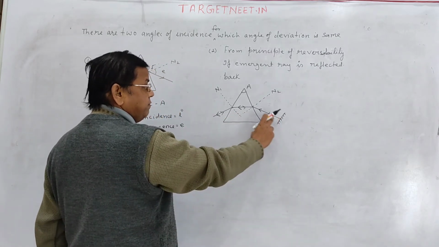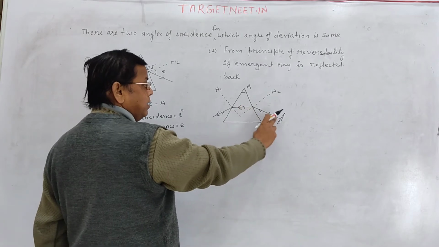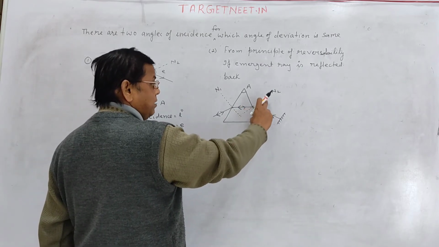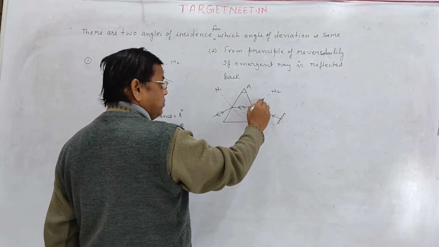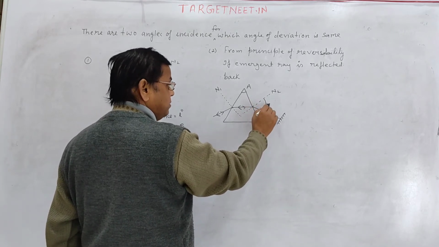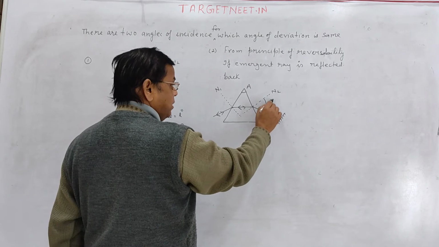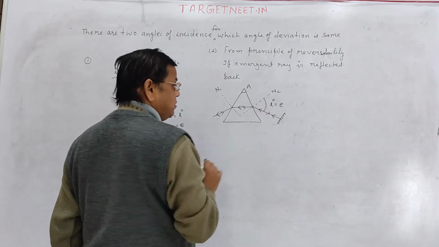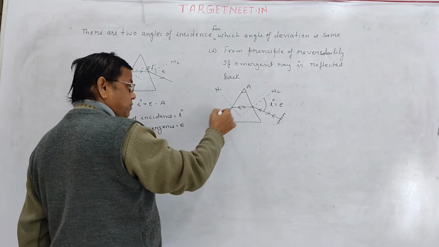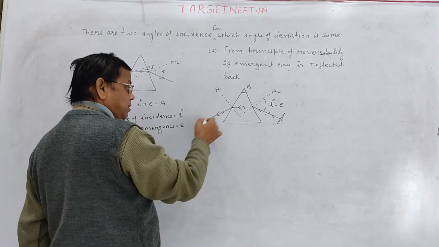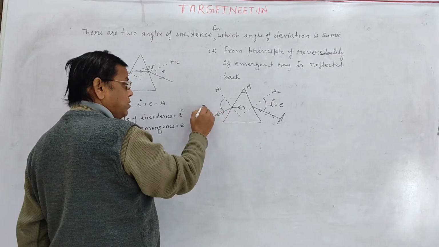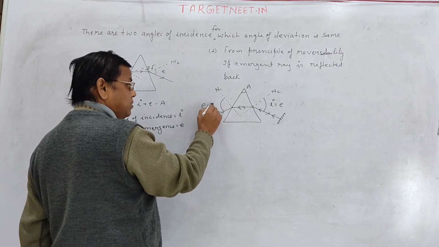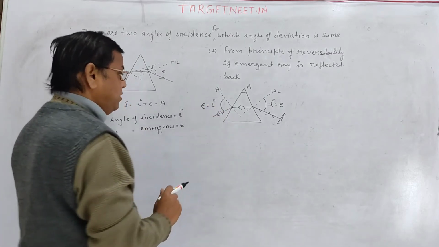So if I say reflected ray, it is behaving like incident ray. So this becomes angle of incidence, and that is equal to angle of emergence. And now this reflected ray is behaving here like emergent ray. So this angle is equal to angle of emergence, and that is also angle of incidence in first case.